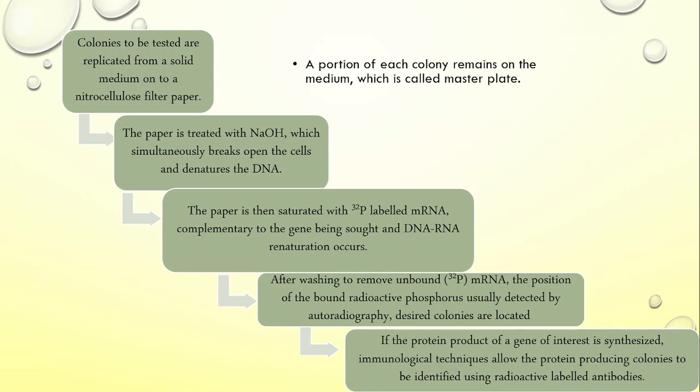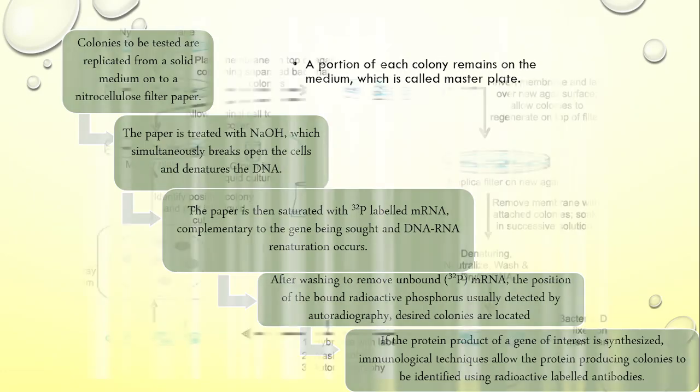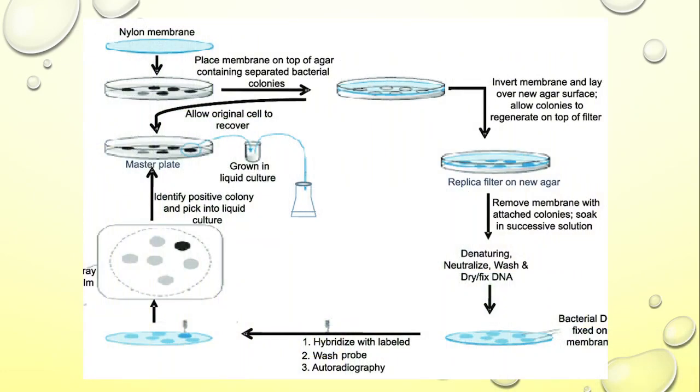Now, if you are looking for the protein product of the gene, then you'll be using immunological techniques, like an antigen-antibody interaction, to identify the desired protein in this case. So these are the steps which are involved in colony hybridization. And we have the illustration of this colony hybridization over here.